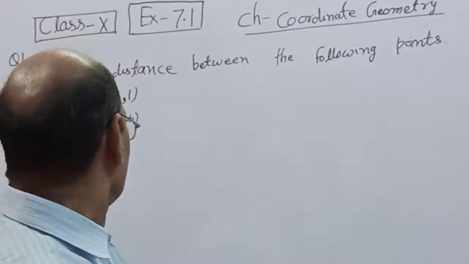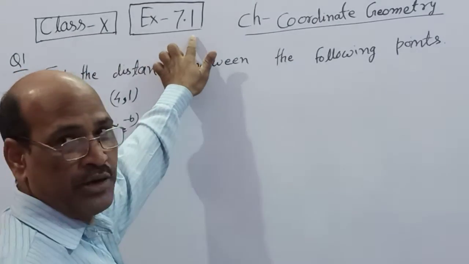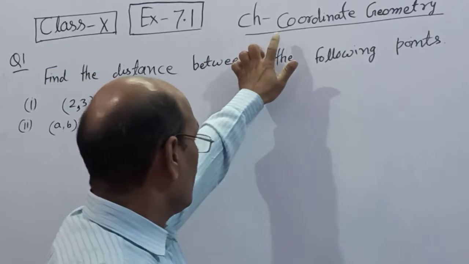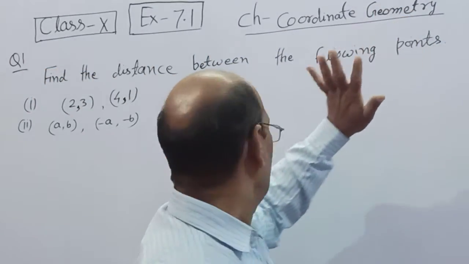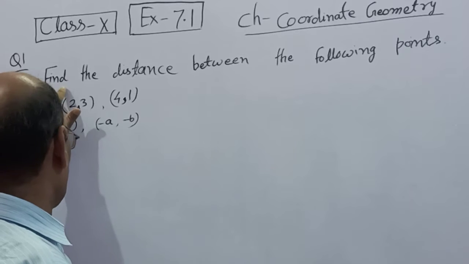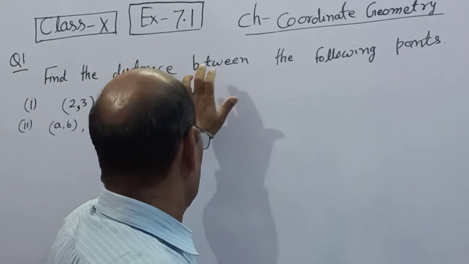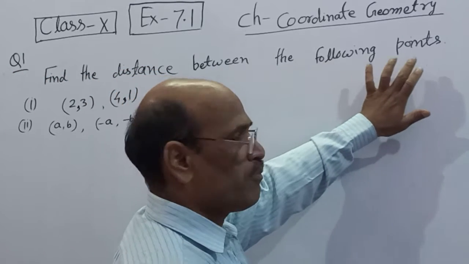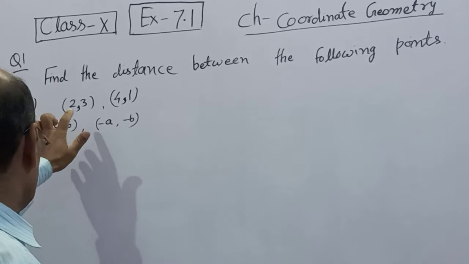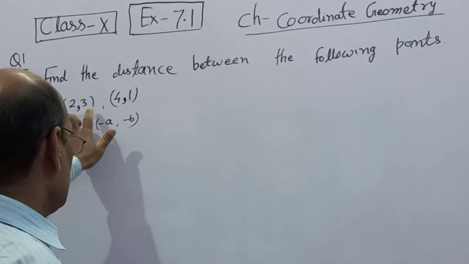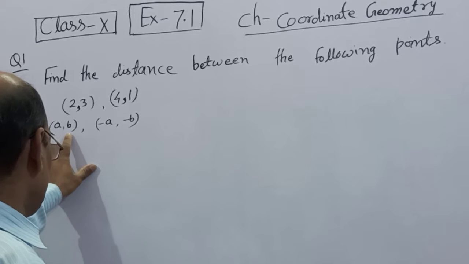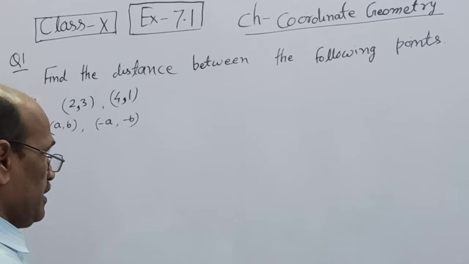I am studying class 10th exercise 7.1, coordinate geometry chapter. Question number 1: find the distance between the following points. Questions 2, 3 and 4, and similarly a, b and minus a, minus b.